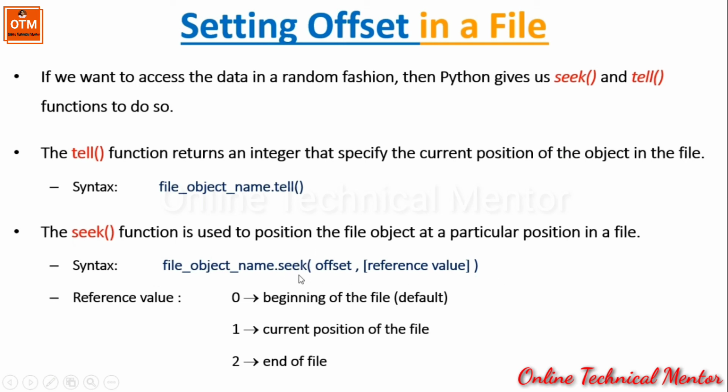Look at the syntax of the seek function: the file object name, then seek. Within parentheses, it accepts two arguments, the offset and the reference value. Offset is the number of bytes by which the file object is to be moved. Reference point indicates the starting position of the file object, that is, with reference to which position the offset has to be counted. It can be any one of these reference values: 0, 1 or 2, the beginning of the file (default), the current position of the file, or the end of the file. It will be better understood if I show you an example first.